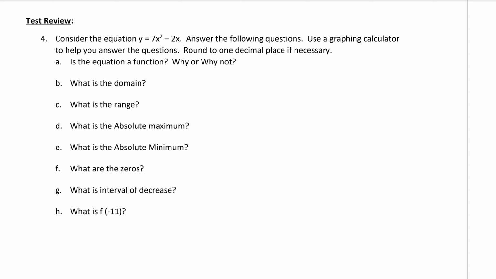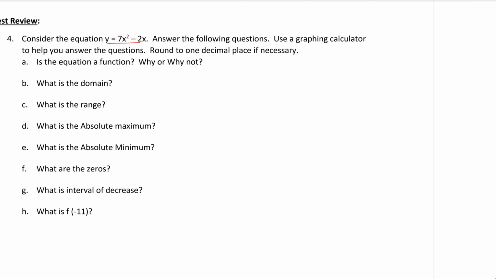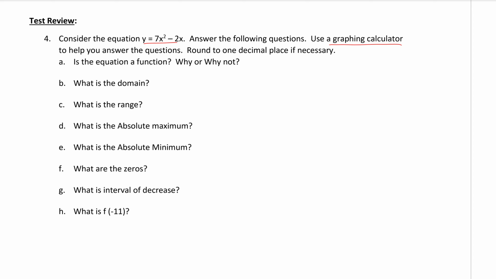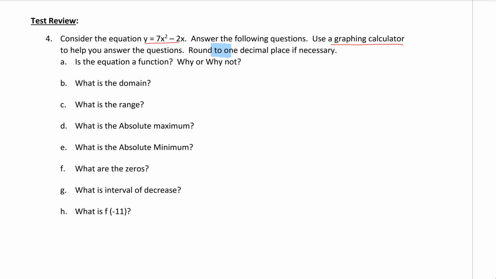All right, so first problem, we're looking at 7x squared minus 2x, and it wants us to answer the following questions using a graphing calculator. Very important thing to help you answer the questions. We're going to round to 1 decimal. Okay, so very important things. We have our equation, it tells us to use a graphing calculator, and most importantly, it tells us to round to 1 decimal place. This could make or break your answer.